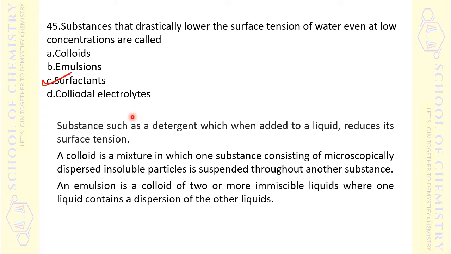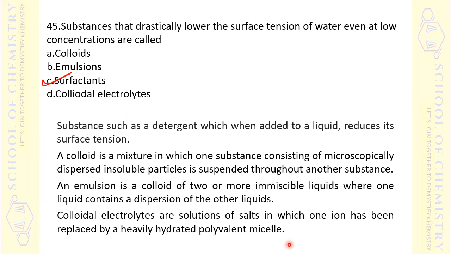Colloidal electrolyte means here one of the ions of an electrolytic solution is replaced. If one of the ions is replaced with a heavily hydrated polyvalent metal, in that case such solutions are called colloidal electrolytes. But here the question is about the species which reduce the surface tension. Straight away it is surfactants. Option C is the answer for the question.